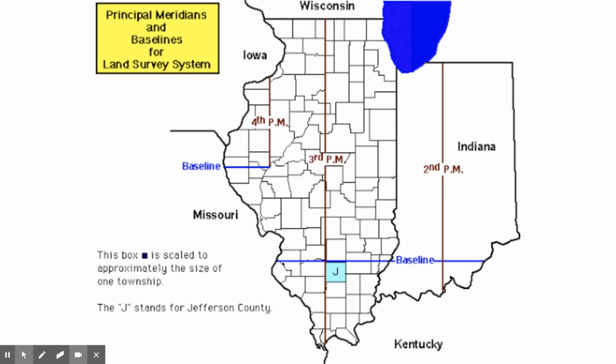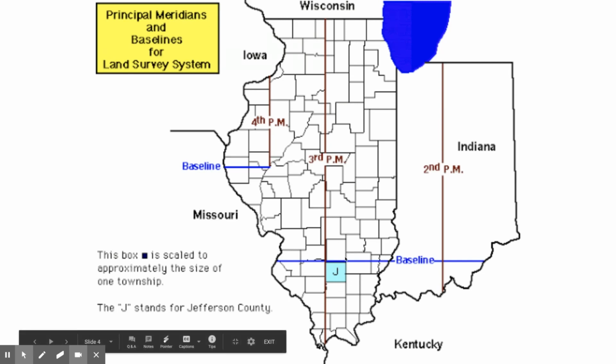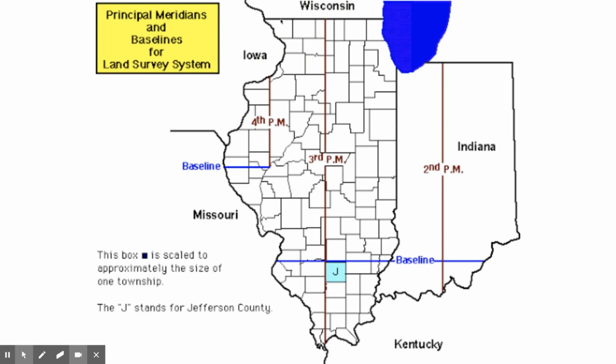Then we have this baseline down here that cuts through not quite Highway 50, but kind of close to where Highway 50 would be in southern Illinois. And then they go north and south off of that. Okay. And I believe the top border is also a baseline.